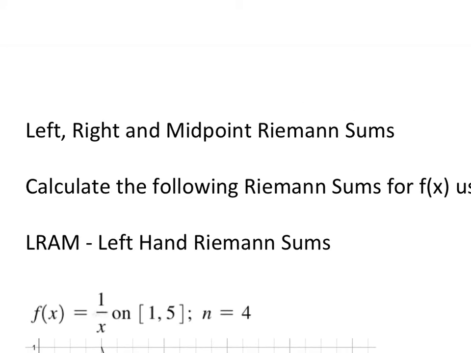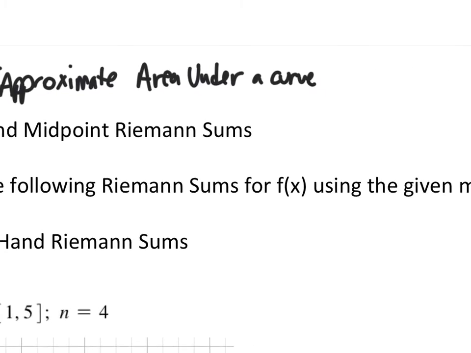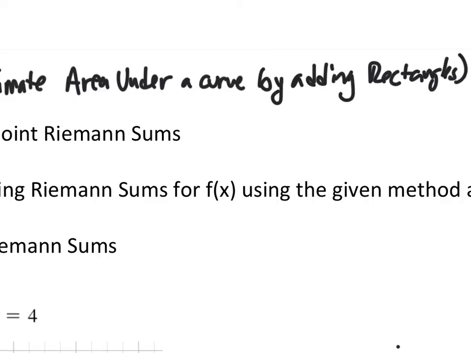A Riemann sum is when you approximate the area under a curve by adding rectangles. Okay, adding rectangles. And so there's a few things that we need to do. The first step, we've got a 3-step process here.